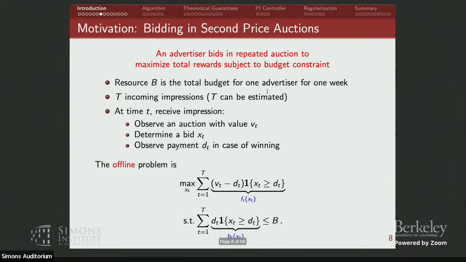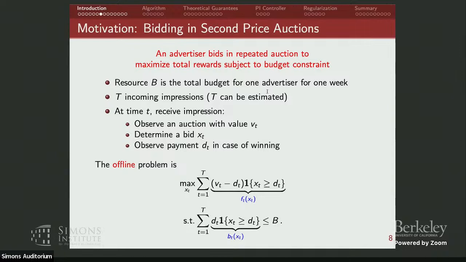More formally, here is the problem. We have a total budget, which you can think of as the total budget for an advertiser for a week or a month, capital B. There are capital T incoming impressions. Here we assume that T is known, but you can think of using historical data to learn T for now. In each time period, we receive an impression and learn its value, V_t. You need to bid a price, X_t, which is your decision. After bidding, if you win, you pay D_t. In a second price auction, D_t is the highest bid from your competitors.